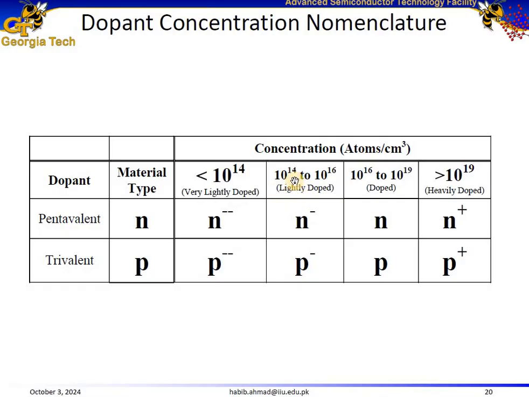Doping concentrations in the range of 10^14 to 10^16 can be classified as lightly doped material, and we represent it with n⁻ or p⁻. Doping concentrations in the range of 10^16 to 10^19 are classified as doped, and we represent it with n or p. Similarly, doping concentrations greater than 10^19 per cm^3 are classified as heavily doped, and we represent it with n⁺ or p⁺.